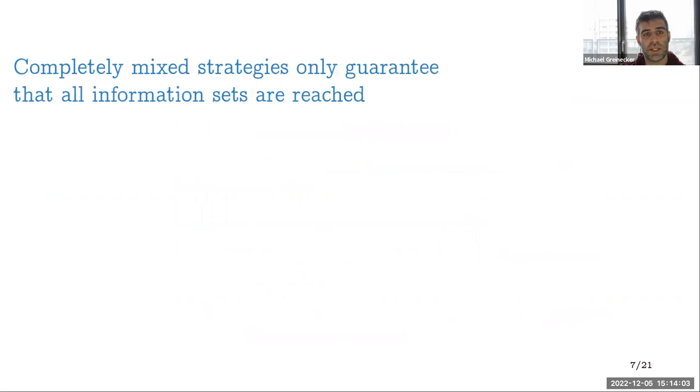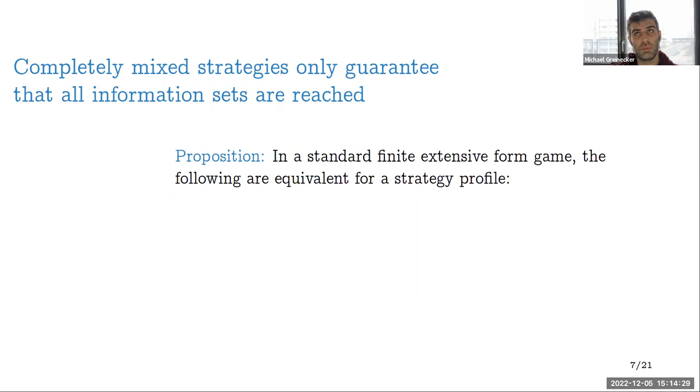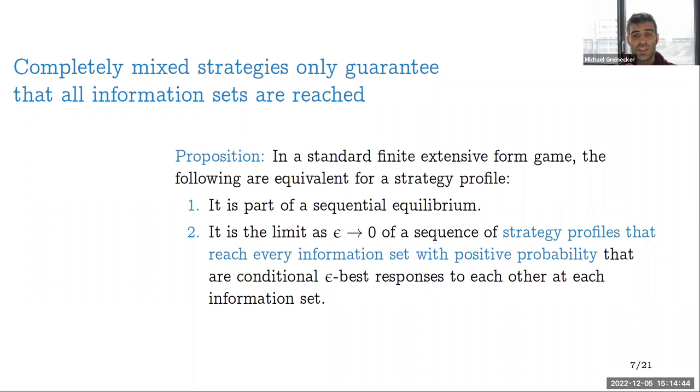What they really do is guarantee that all information sets are reached with positive probability. So every situation a player can ever find themselves in actually occurs, but it does not have any additional role, as say in perfect equilibrium, where it provides us a certain kind of local admissibility condition. So we rewrite the characterization result of Myerson and Reny, same condition, finite extensive form games, an equivalence result for strategy profiles. It is equivalent to have a strategy profile as part of a sequential equilibrium, or it is the limit as epsilon goes to zero of strategy profiles in which each information set is reached with positive probability and that are conditional epsilon best responses and so on as before.